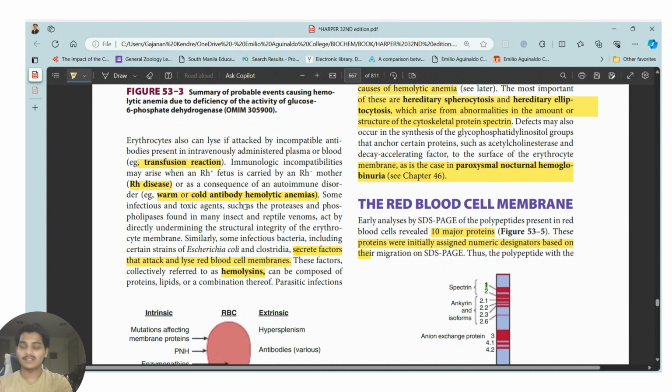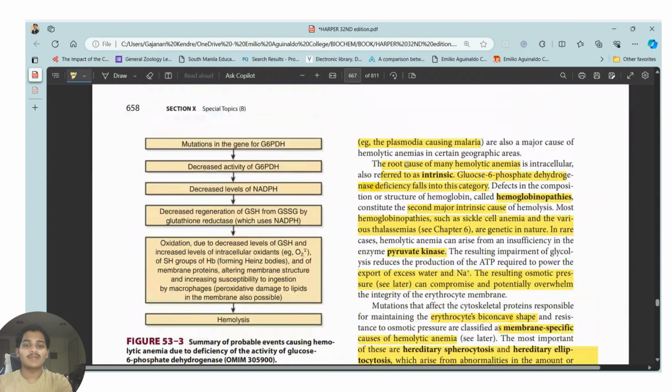The infection toxins are given by snake bites or snake venoms, some proteases and phospholipases from insects and reptiles. Some infectious bacteria like Escherichia coli and Clostridia can also give us some factors which will attack and lyse our red blood cell membranes, and these factors are collectively referred to as the hemolysins, which can be composed of proteins, lipids, and combinations of them. Then parasites like Plasmodium can cause malaria, and also can cause hemolytic anemia, meaning the destruction of RBCs. In short, that's what you must know at this point.